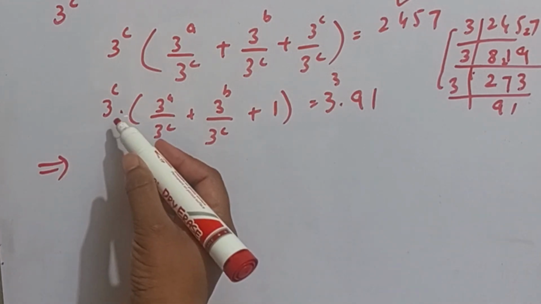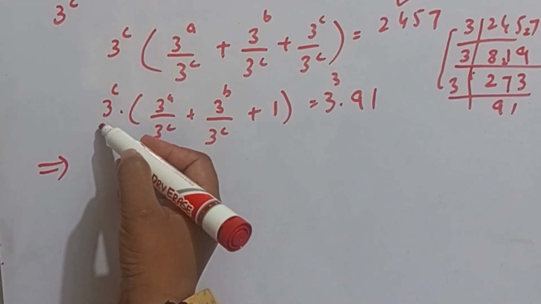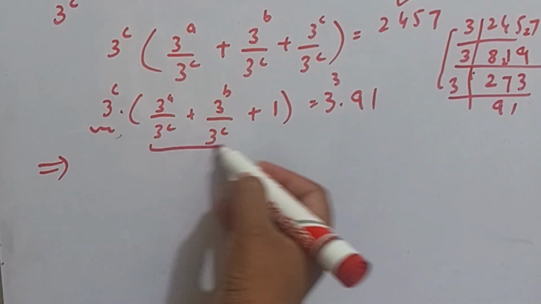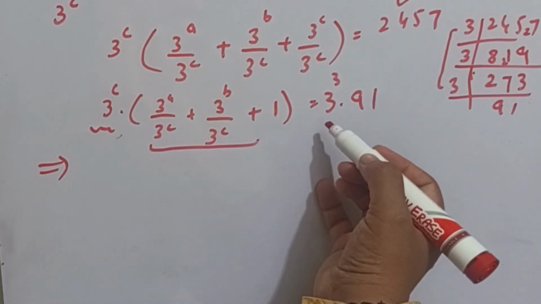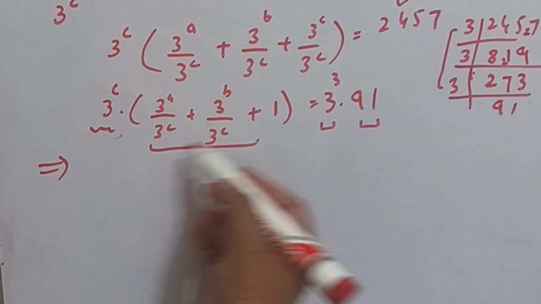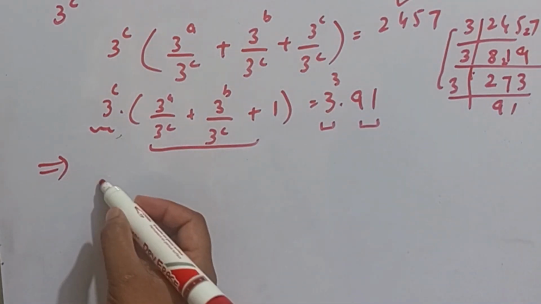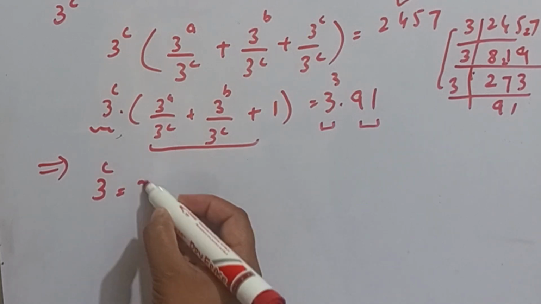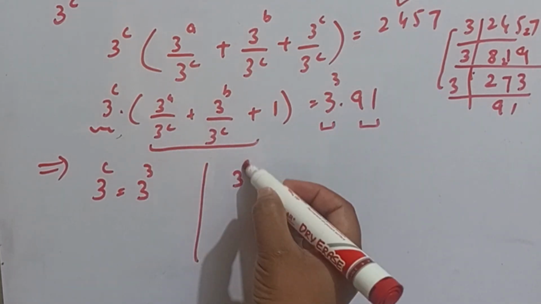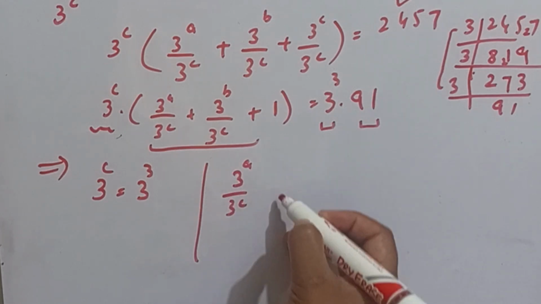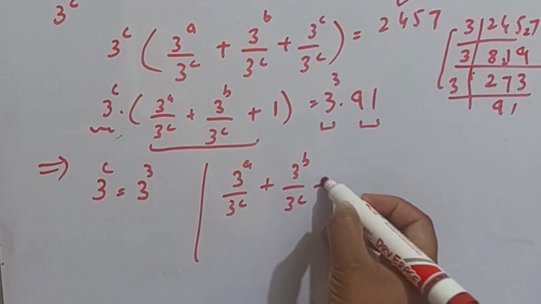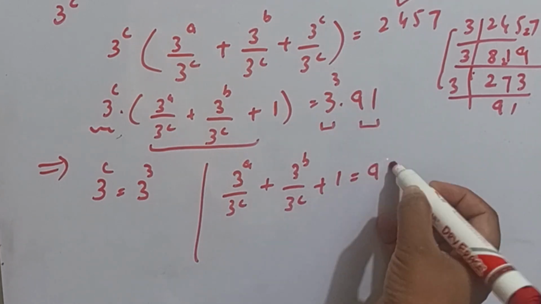look at this. Left hand side is a product of two values. First value is this one and the second is this one. And right hand side is also a product of two values. First is this one and second is this one. So if we compare, then we can say that 3^c is equal to 3^3, and the remaining 3^a over 3^c + 3^b over 3^c + 1 is equal to 91.